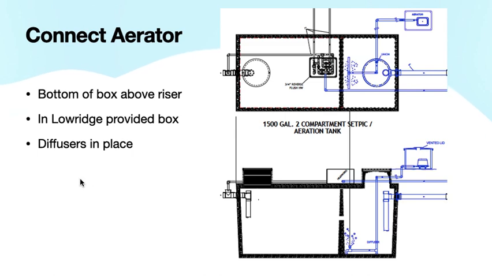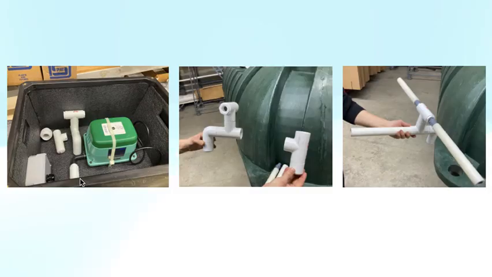And then we'll walk through briefly how to install the diffusers. Most of the pieces are provided by LOWRIDGE. So moving forward, you can see here that from left to right, this first box furthest to the left is how the box will show up when it arrives at your site. This is the assembly package of the aerator. The aerator will be held in place by this large zip tie here. We've got a handful of pre-manufactured PVC fittings, along with a union. And so we'll focus on these pieces right here.